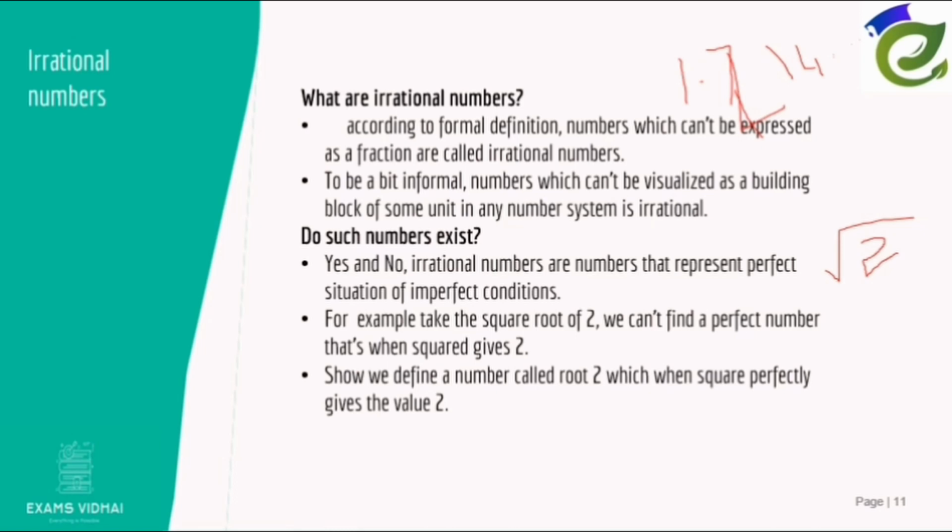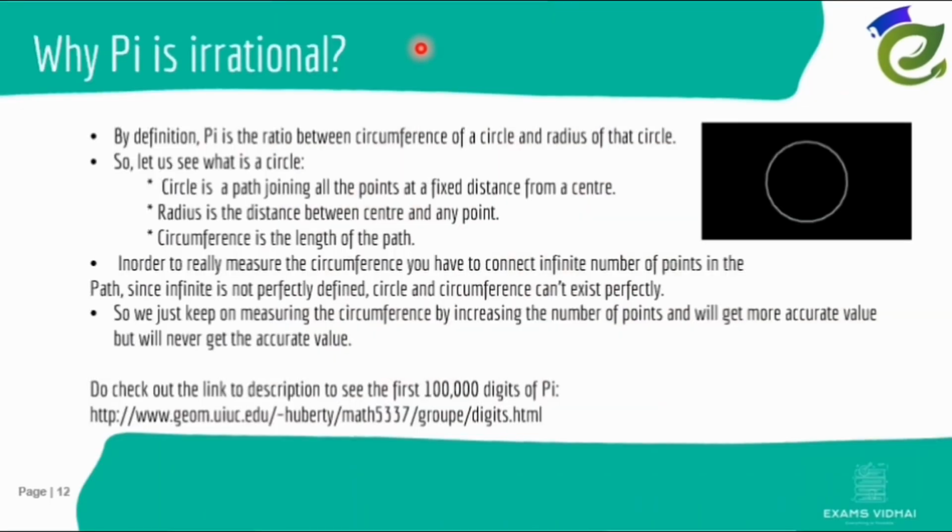Further, let's see why pi is considered irrational. We are coming to the important question: why is pi considered irrational? As you know, pi is represented by this symbol. It is often used in the formulas of circles and everything. By definition, pi is the ratio between the circumference of a circle and its diameter.